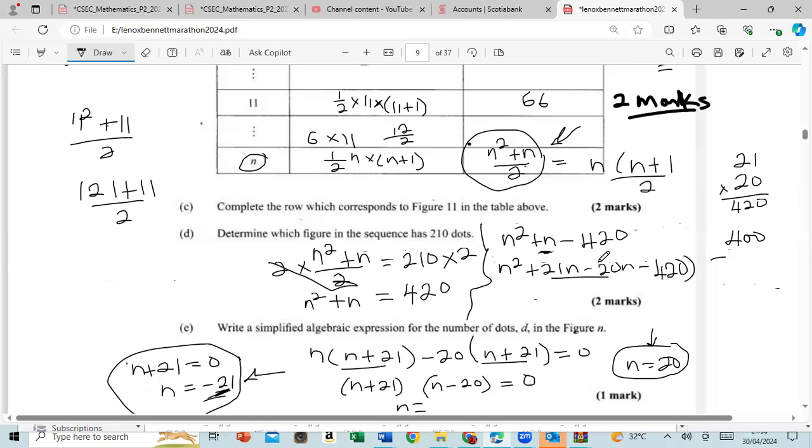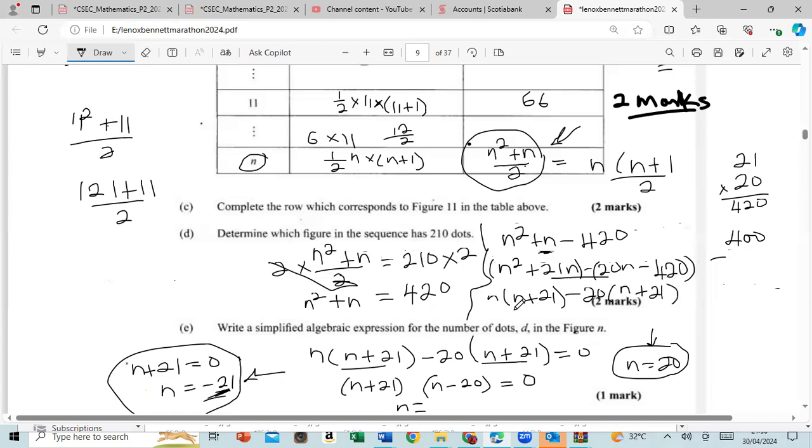And now I factorize. n is common, so we take out n. This n into that leaves n, and into that leaves 21. Then I put my minus, and this now will be 20. 20 is common, because 20 can go into this 21 times. So right there, it comes together: 20 into that leaves n, negative into negative gives positive.